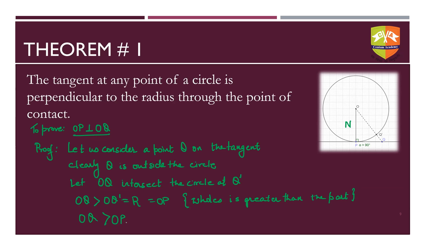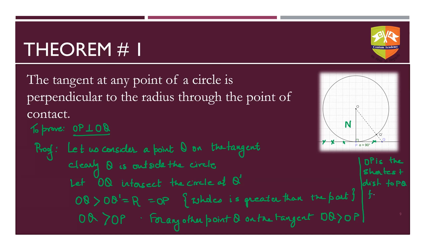That means for any other point Q on the tangent, OQ is always greater than OP, right? So whether you take a point here or here or here, anywhere you take, you will find OQ greater than OP. Hence, OP is the shortest distance to PQ from O. Hence, what can we say? We can say OP is perpendicular to PQ.